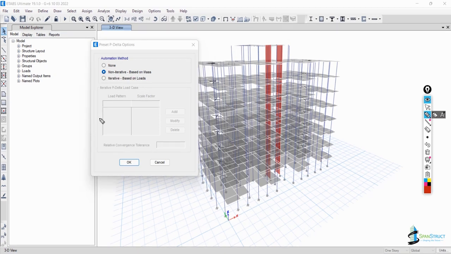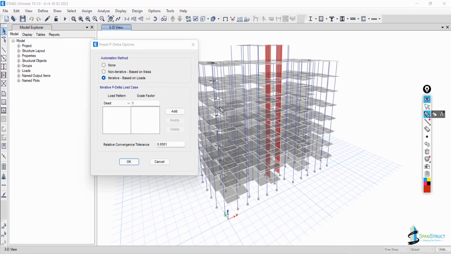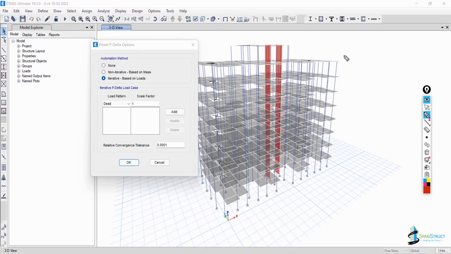Now come to the next way of calculating the P delta effect. The next way is iterative based on loads. So in this method, when you select it, you are required to apply the load pattern here. I already told you that this method is based on iteration. Iterative means that it will have a repeating solution. Now you might be thinking what load combination should be used for defining the P delta. For defining this load combination, you will take reference of IS 16700:2017. This is the tall building code.